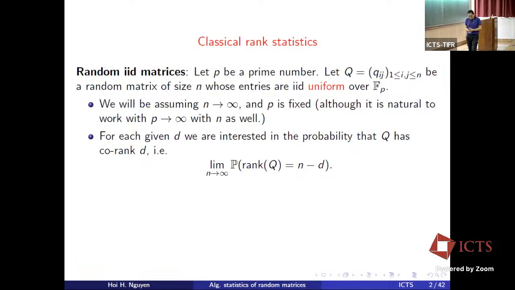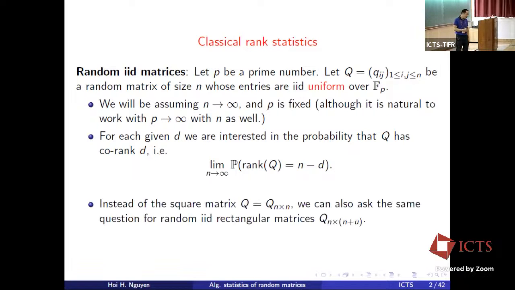So we are interested in the rank statistics of this matrix Q, or the co-rank statistics. Rank n minus d means that the co-rank is d, and for each fixed d, we're trying to calculate what this probability is.